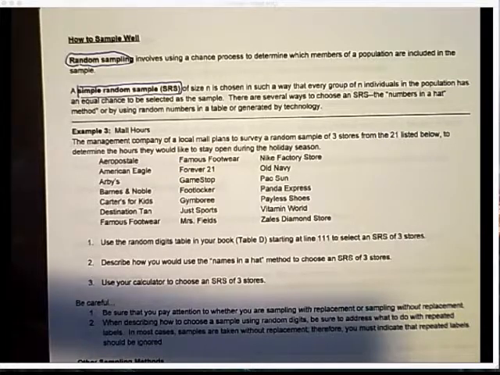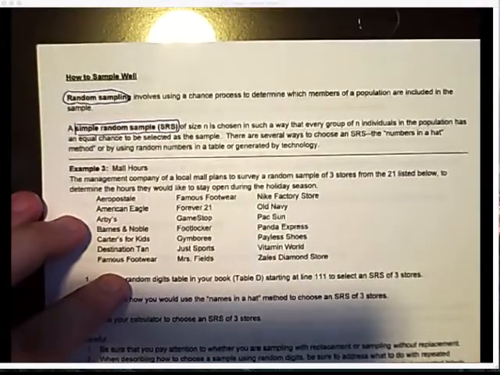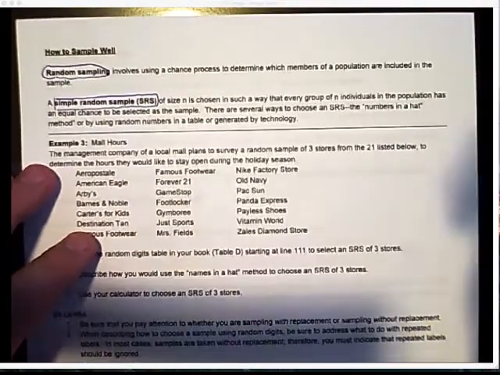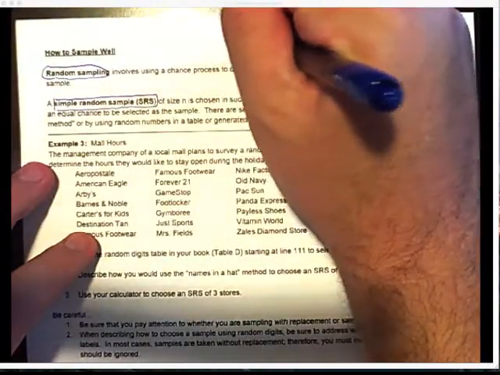There are several ways to choose an SRS. The numbers in a hat method, or by using random numbers in a table or generated by technology such as your calculator. Okay, so what that means, let's say that, okay, in the US there's about 320 million people.